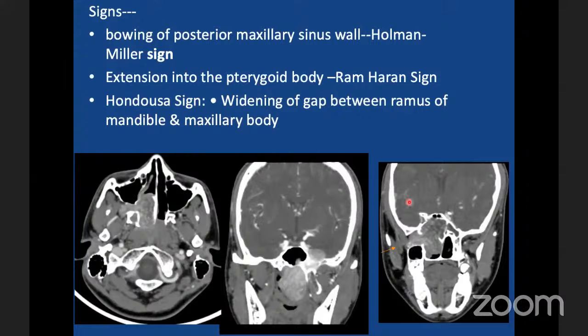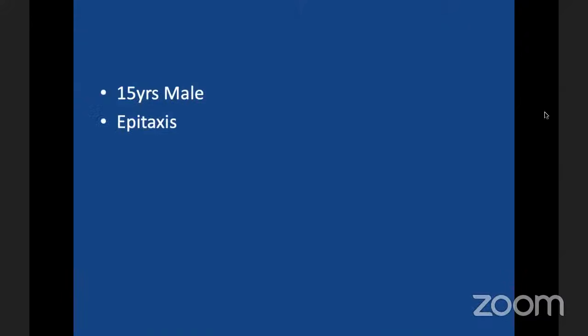And what is the Hondousa sign? Hondousa sign is the widening of the gap between the ramus of the mandible and the maxillary body. This is the ramus of the mandible and the maxillary body. So this gap is widened as compared to this. So in this patient, there is the Brahmaran sign. And in this patient, apart from the Brahmaran sign, there is also the Hondousa sign. Another similar case, but not that extensively spreading.